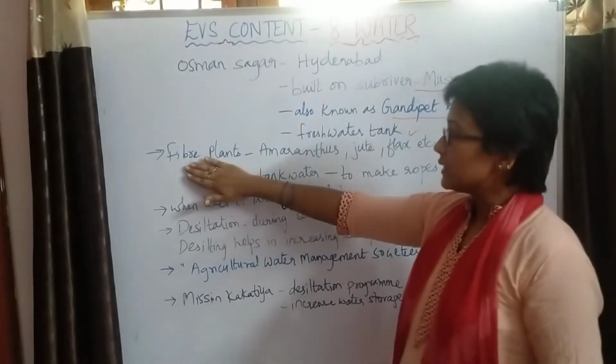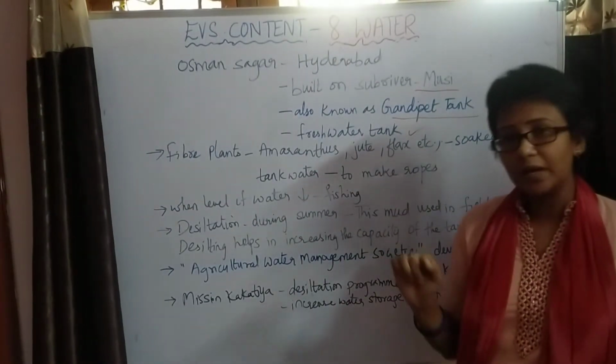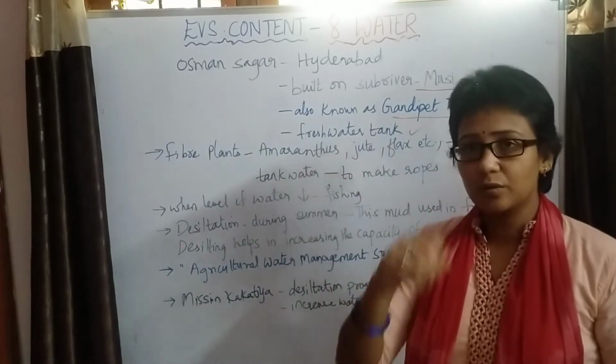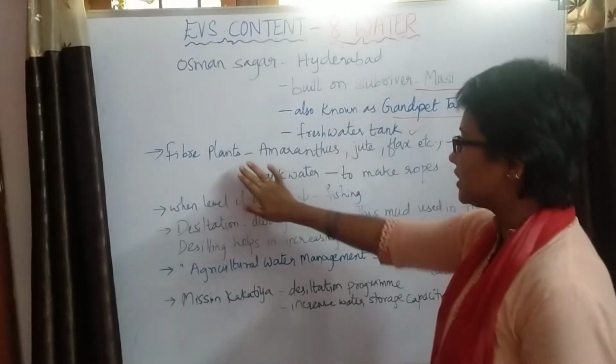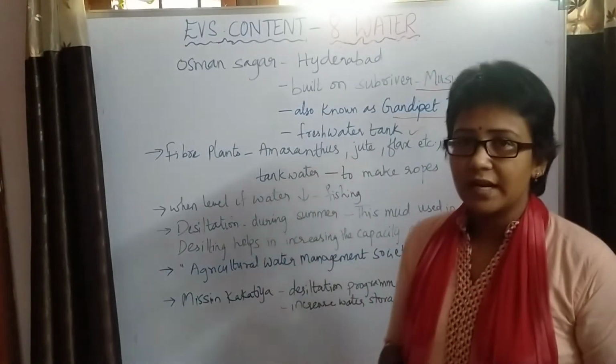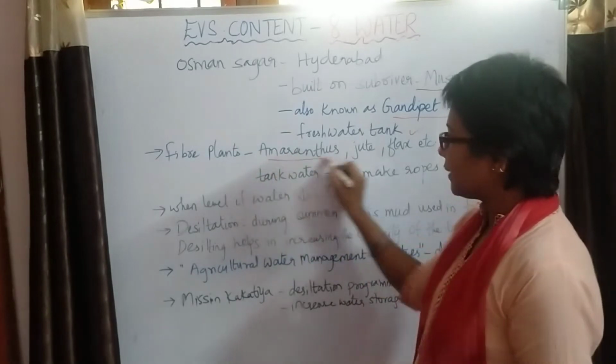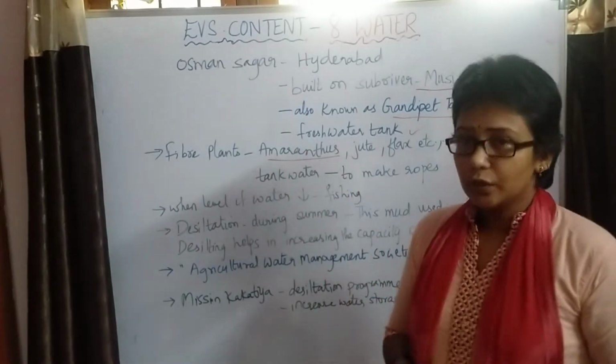Fiber plants like amaranthus, jute, flax, etc., are soaked in tank water. Wherever tanks are located in the villages, the farmers will soak these fiber plants in the tank water to make ropes. So here fiber plants like amaranthus are used for making the ropes.